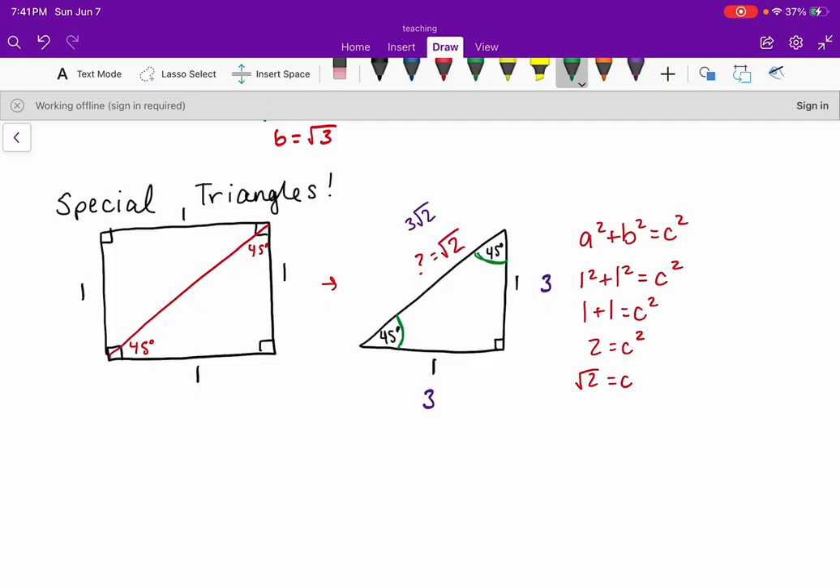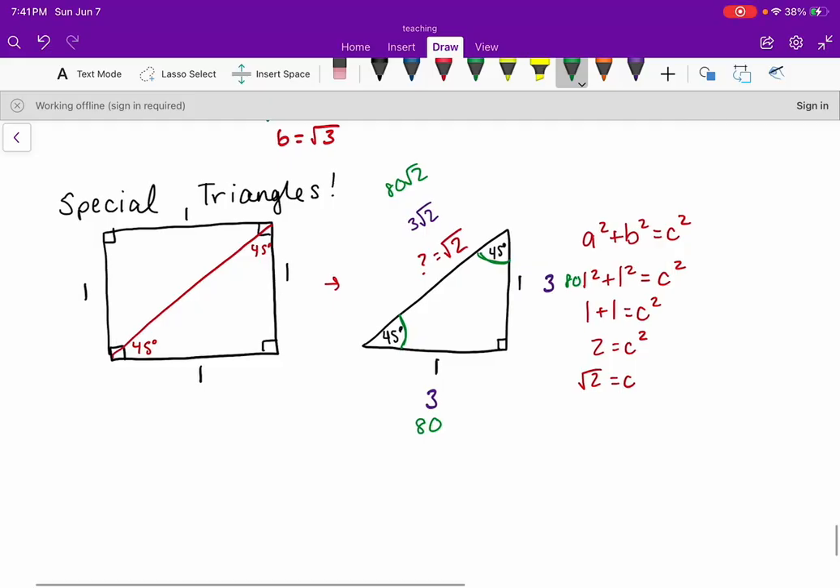Let's say we get bigger sides than that. Let's say I do 80. This would be 80, this would be 80, this would be 80 square root 2. And so what's going to happen here is the ratios of sine, cosine, tangent for 45 degree angles won't matter how big or small that triangle is. The answer is going to be the same no matter what. So let's look at this for a moment.